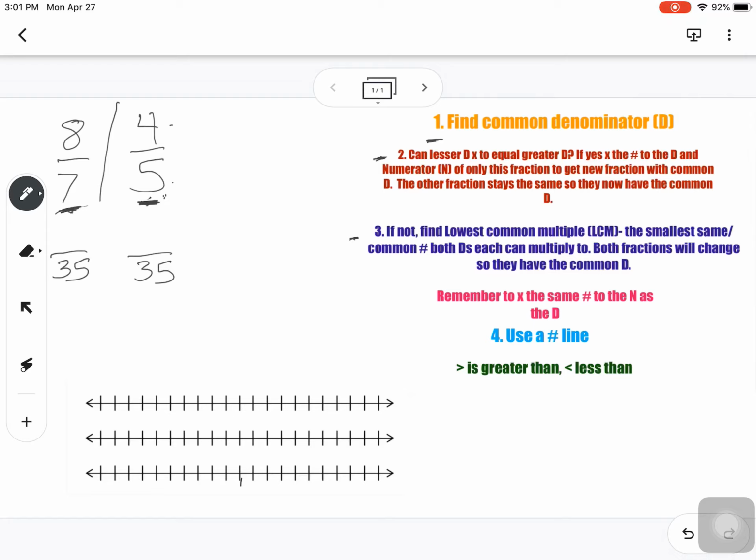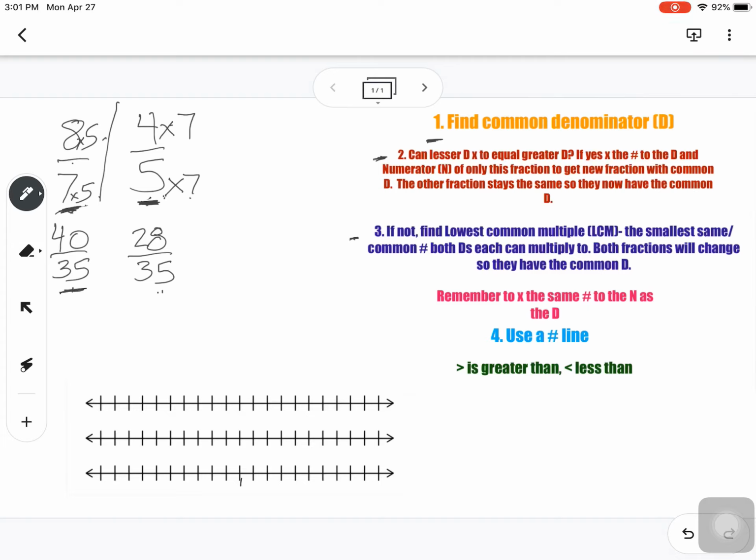So then I ask myself, what did I multiply 7 by to get to 35? What did I multiply 5 by to get to 35? So whatever I multiply the denominator by in a fraction, I have to do the same thing to the numerator. It's a rule. Okay, so 8 times 5 and 7 times 5, 4 times 7 and 5 times 7. Okay, so 4 times 7 is 28. I've already done 5 times 7 to get this. 8 times 5 is 40. 7 times 5 is 35.